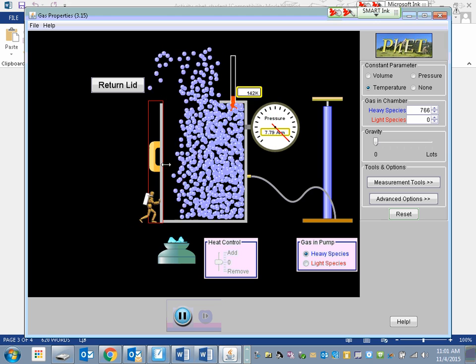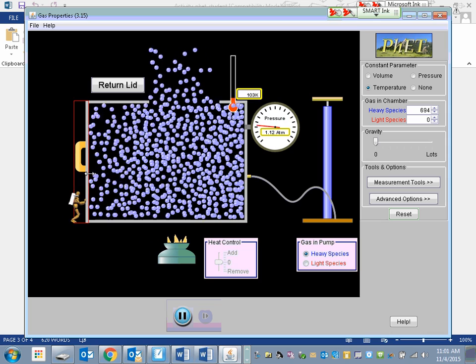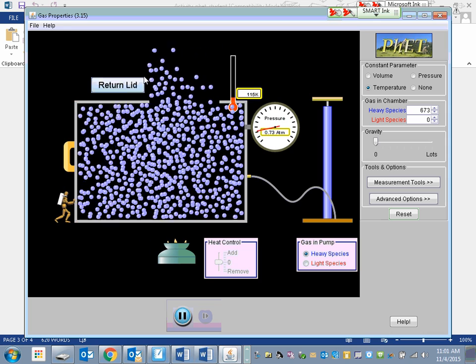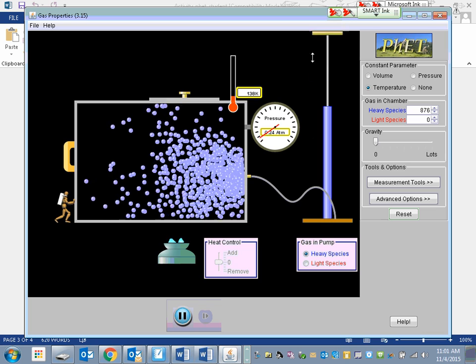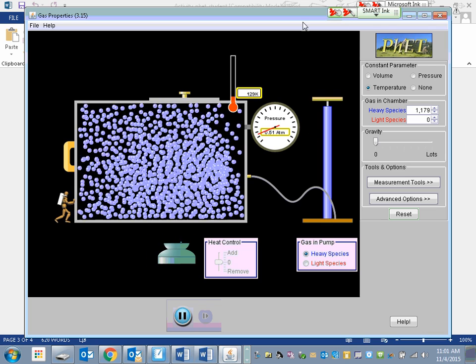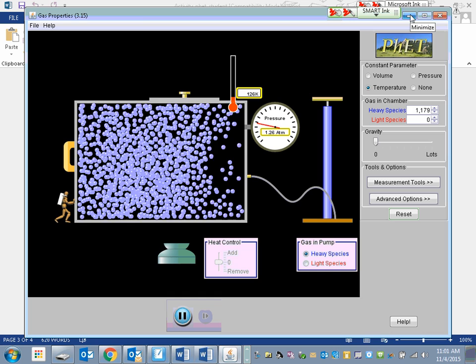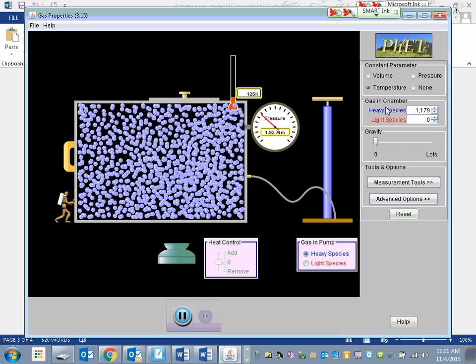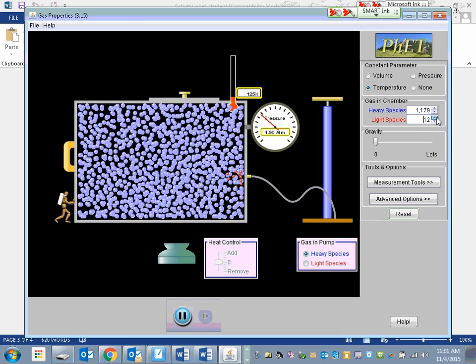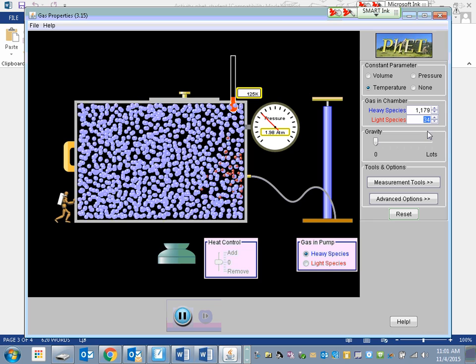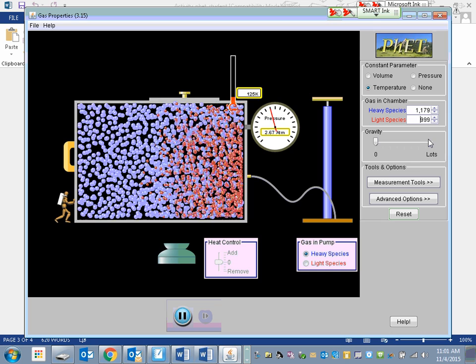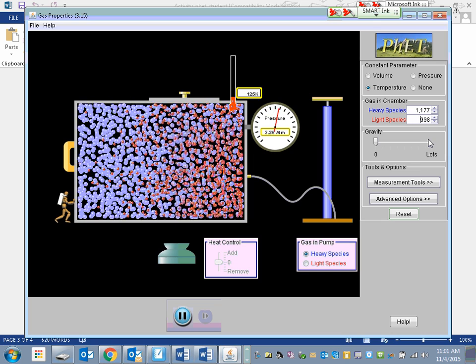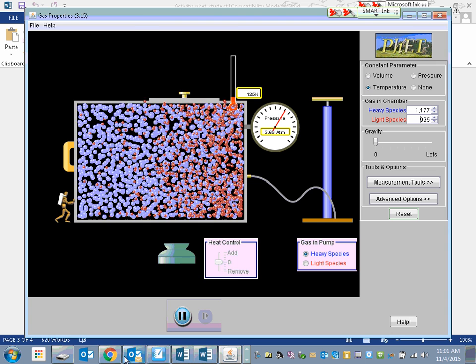Oh! Oh, it broke. Capture the gas. That was like part 1? Oh no, part 1. What? All of them? I have light species too. So part 4. So many gas particles. Pressure must depend on pressure and number of moles.